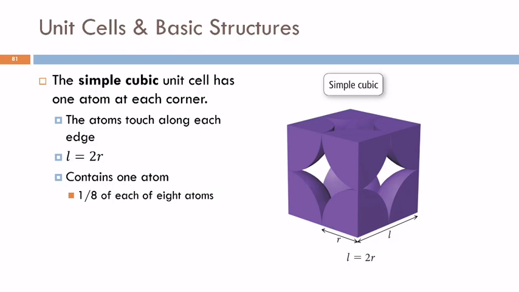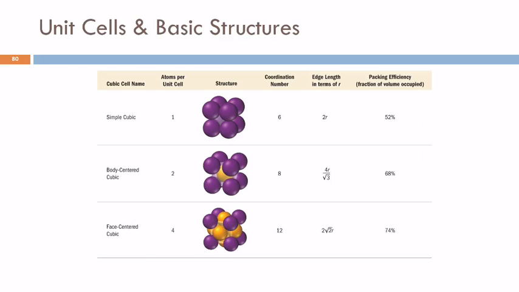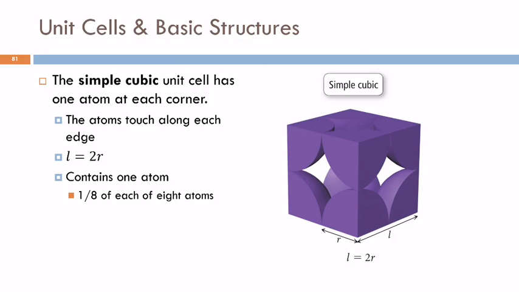So the simple cubic cell has 1 atom at each corner. So this is the center of an atom, and the center of an atom, and the center of an atom, and the center of an atom. And 3-dimensionally, it looks like this. So we're just going from the center of each atom, and it just makes a cube. We see that the atoms touch each other along the edge of the cube. And so we can talk about how long a side of the cube is in terms of the radius of the atoms.